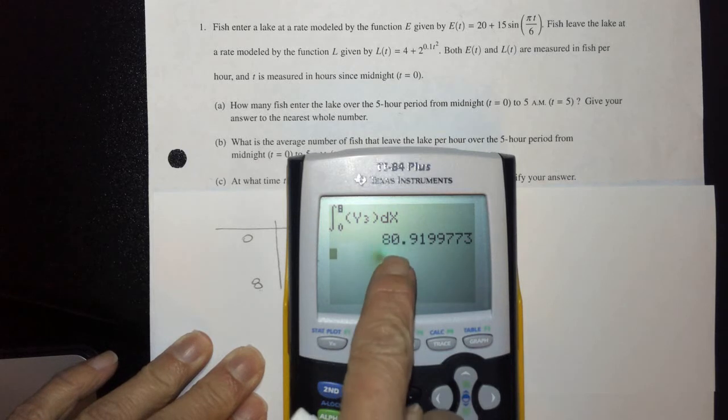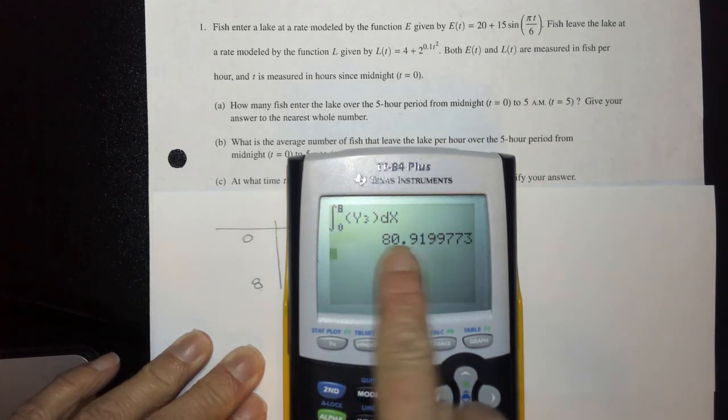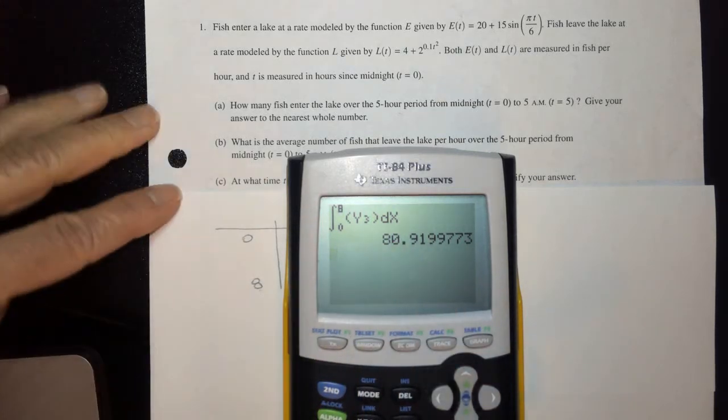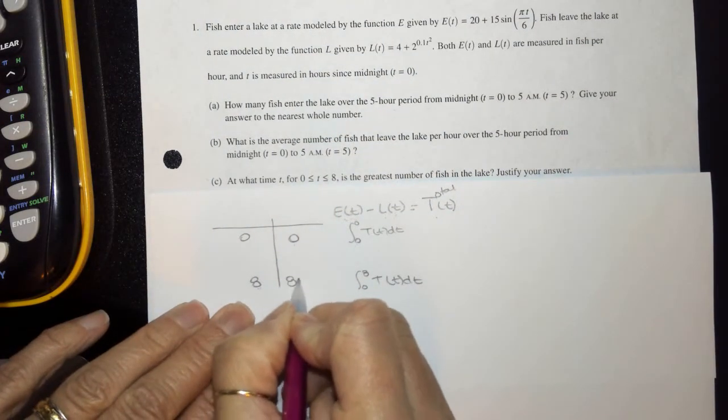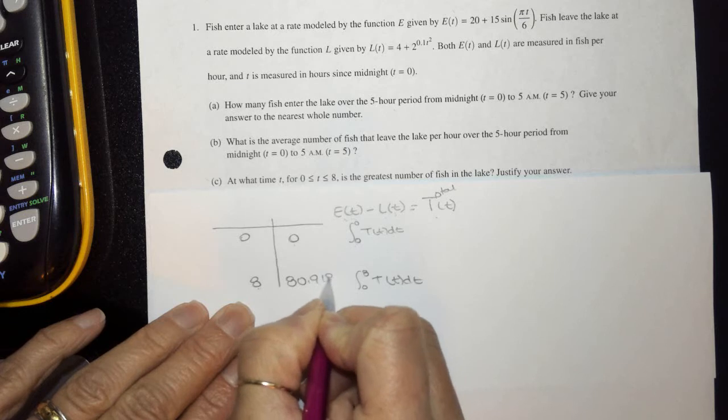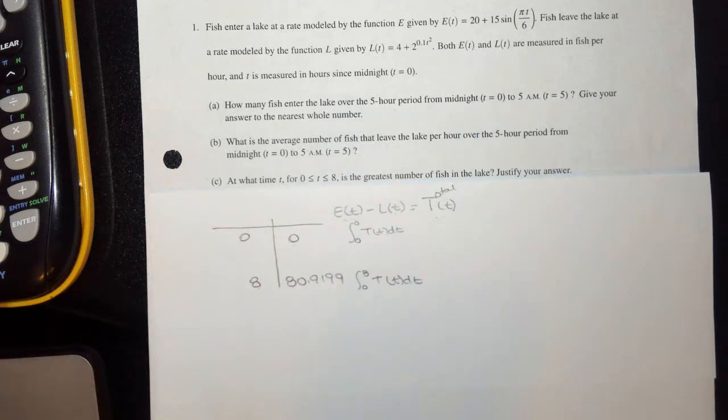Okay, so because it doesn't tell me to round to the nearest fish, I'm actually going to take this out. So this means I have, at 8 a.m., 80.9199 fish. Now what I need to figure out is, is there a max somewhere?